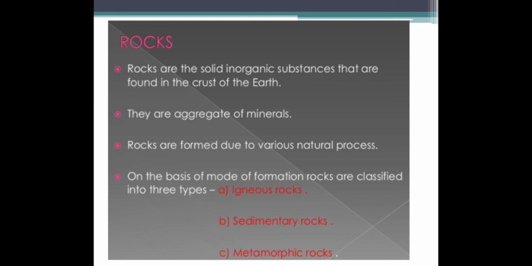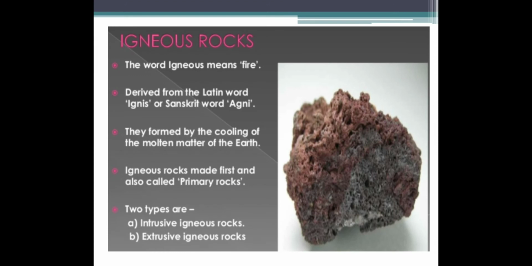Now what are these igneous rocks? The word igneous means fire. It is derived from the Latin word ignis or the Sanskrit word agni. They are formed by the cooling of the molten matter of the earth. When a volcanic eruption takes place, the magma, the molten liquid form, comes out from the mouth, the vent of the volcano, and when this cools down, igneous rocks are formed. Since igneous rocks are made first, they are called primary rocks.